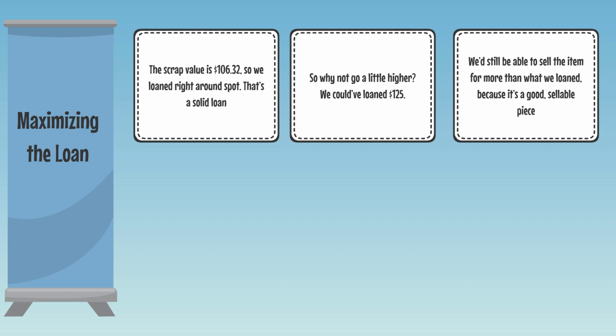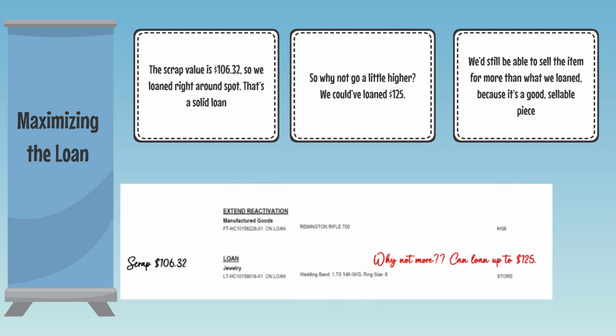So we have to start asking ourselves, why not more? If we know we could have lent $125, why didn't we? These are coaching moments we're looking for during the Pawn Walk.